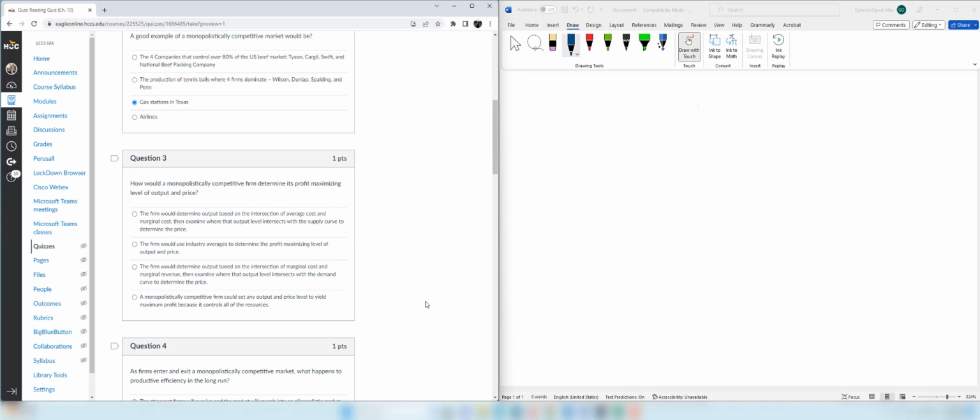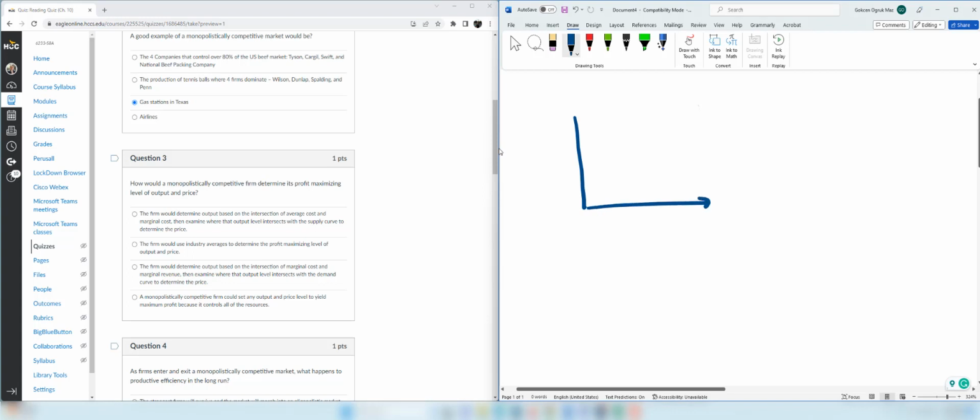Question 3. How would a monopolistically competitive firm determine its profit maximizing level of output and price? So here let's draw the curves. If you remember, we have the demand curve for a monopolistically competitive firm, which is downward sloping. But this curve is not the same as the monopoly's demand curve. Monopoly is the only firm, therefore it sees the entire demand curve, the industry's demand curve. Here, the monopolistically competitive firm's demand curve is more elastic and it's downward sloping.